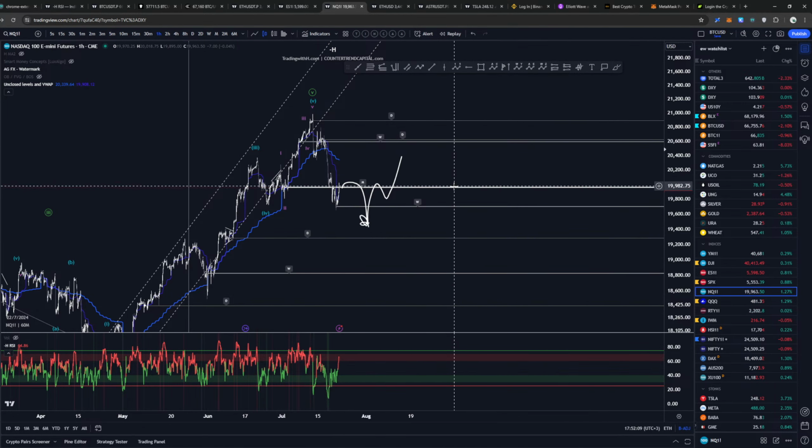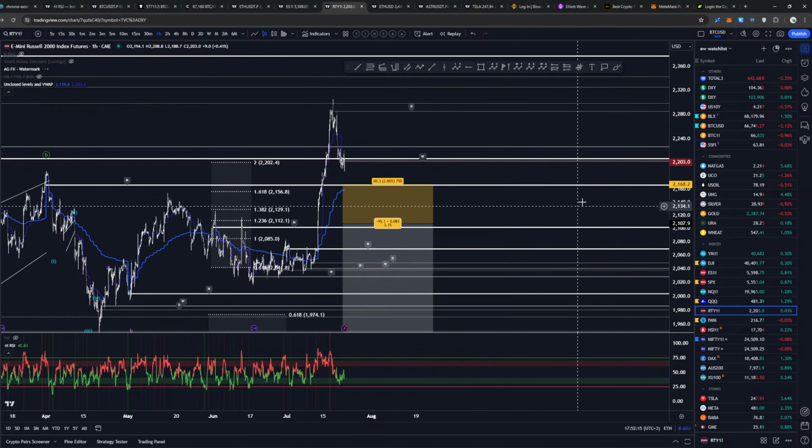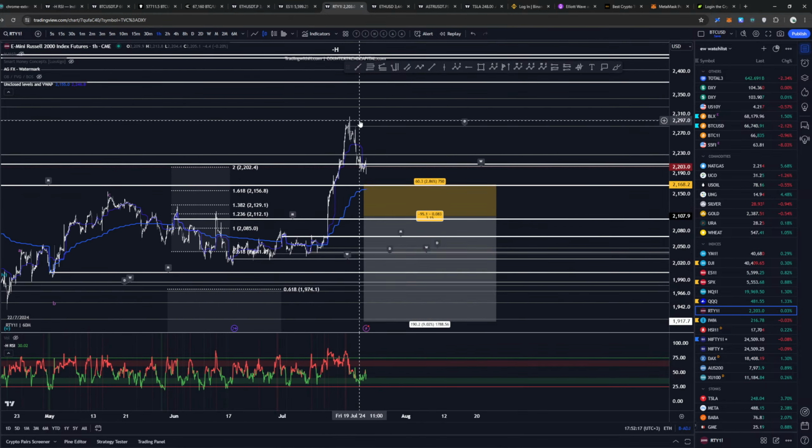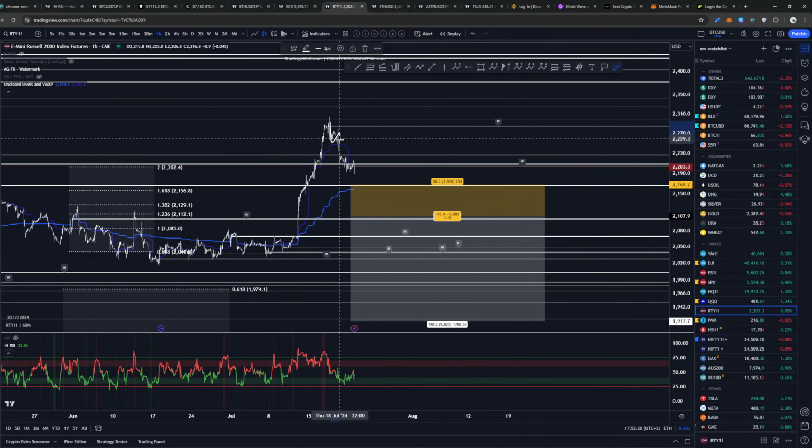Just so I know what is going on in the markets. Nasdaq at the moment looks the clearest, so that's why I'm setting alerts only on that. Russell looks really bearish in my opinion here. This looks like some kind of pivot.